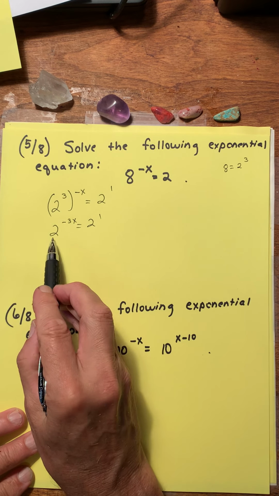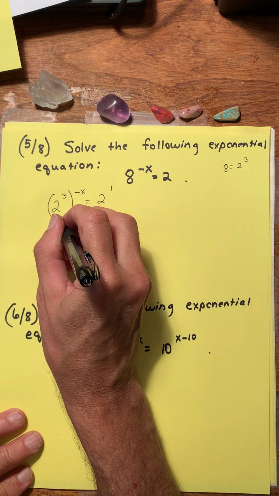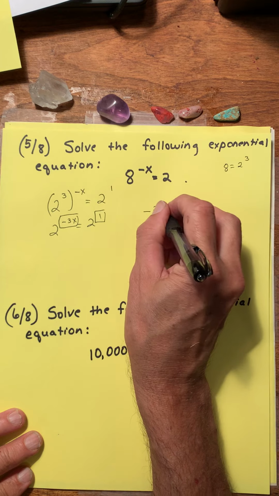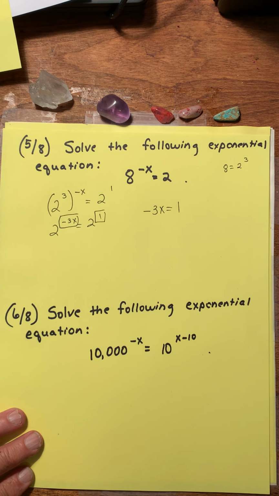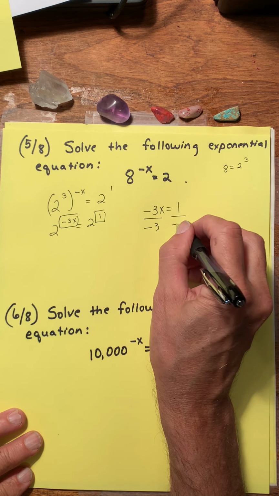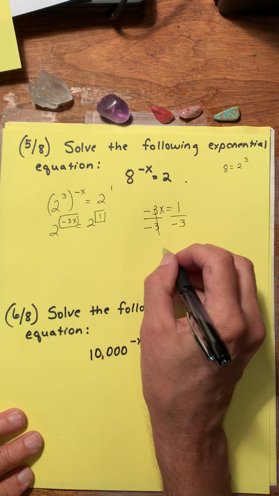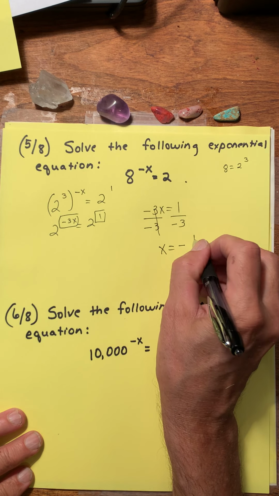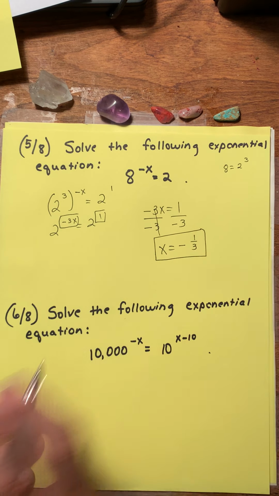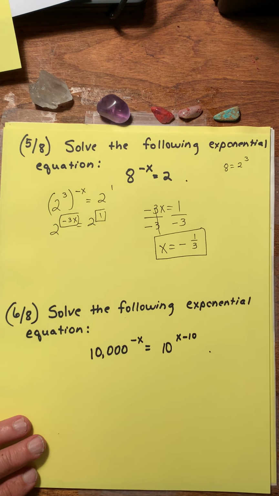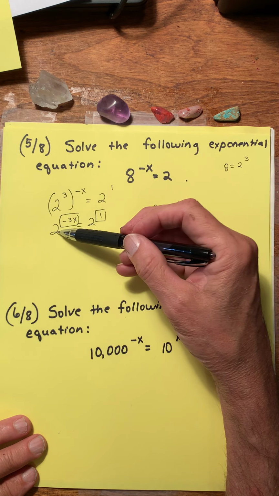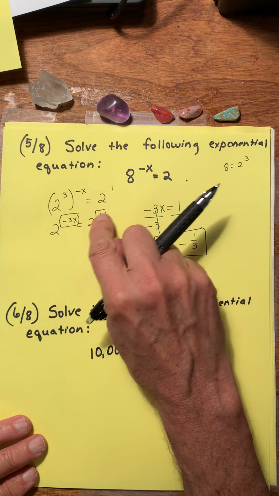Looky there, I got the same base. That means my two exponents are equal. So negative 3x equals 1. I need to find out what x is, so I'm going to divide by negative 3. And I get x is negative 1/3. Hey, not too bad, huh? So the idea is to express both sides as the same base to a power. And then I can equate my powers.